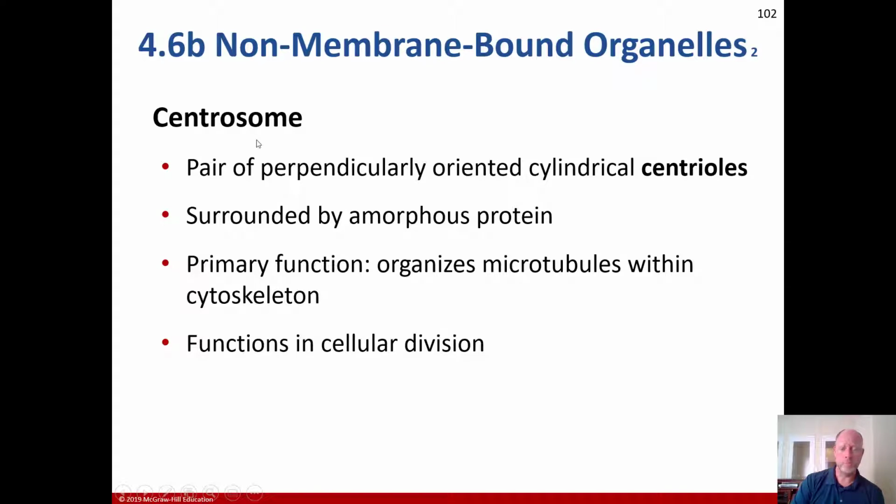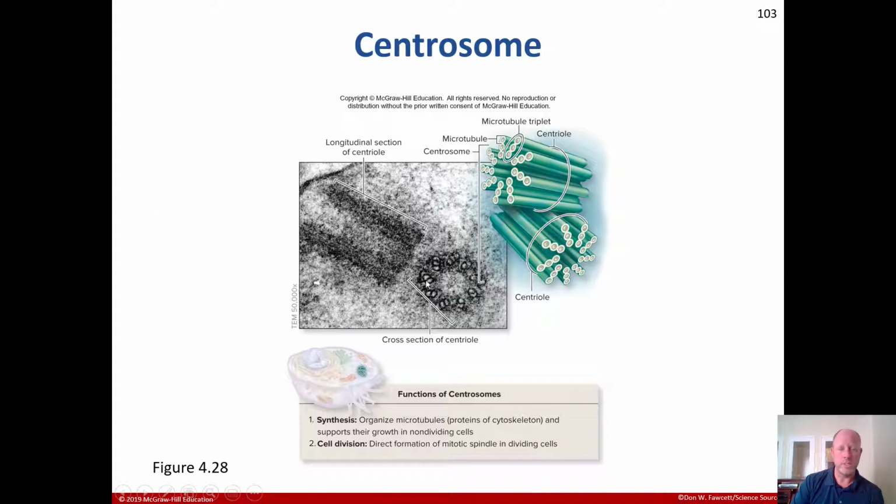And the centrosome is a pair of perpendicularly oriented cylindrical centrioles surrounded by amorphous protein. Their primary function is to organize microtubules within the cytoskeleton, and they function in cellular division. And so we can see the centrosome here in longitudinal section, and the microtubules with that centrosome, the little centrioles here.